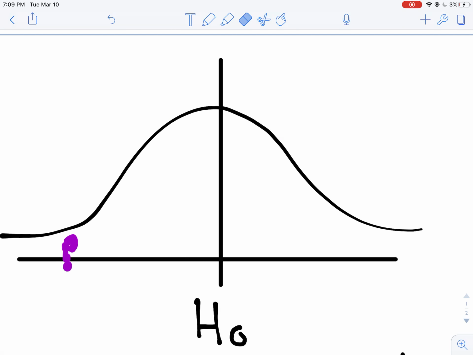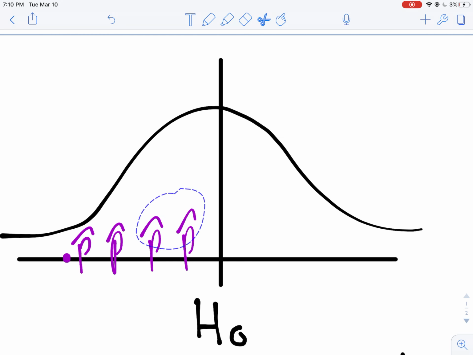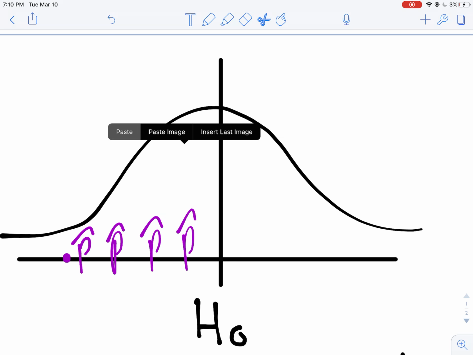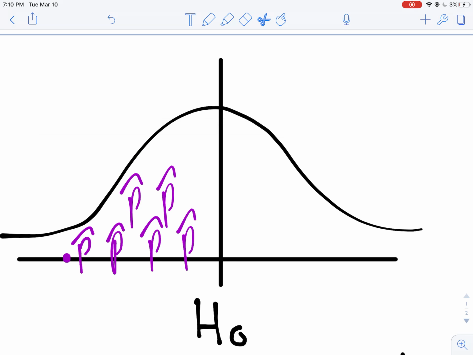Now, underneath here, I usually like to do this. I encourage people to do this, at least when they first start doing hypothesis testing. Draw these little p hats or x bars. The reason is, a lot of times we tend to forget what we're doing here. What we're doing here is we're looking at a bunch of possible statistics.